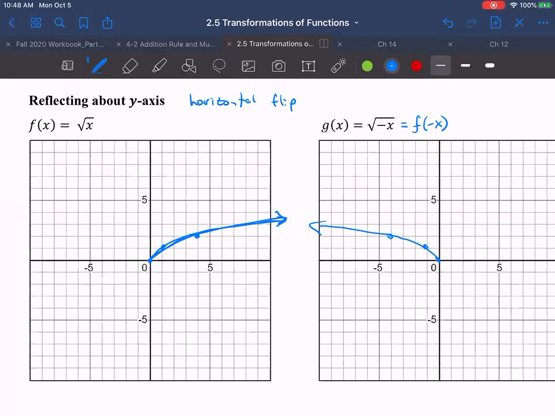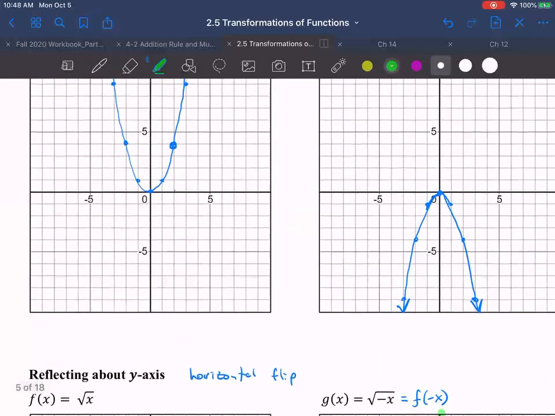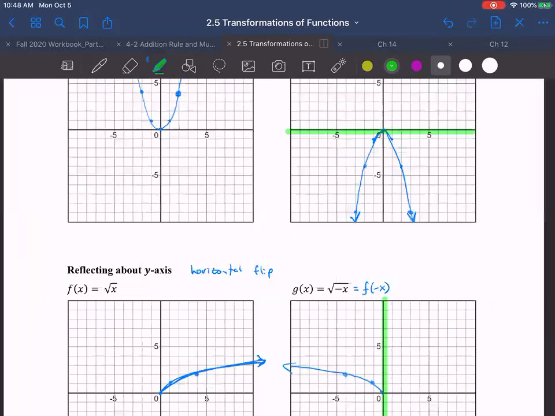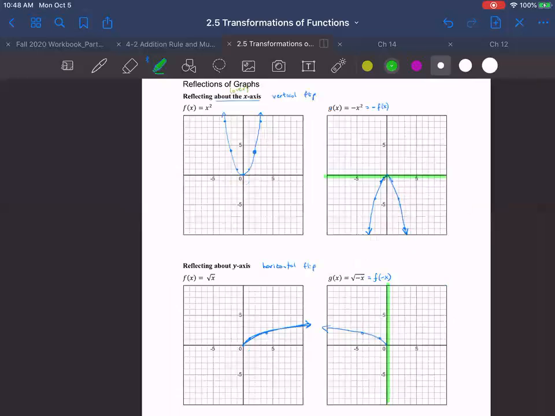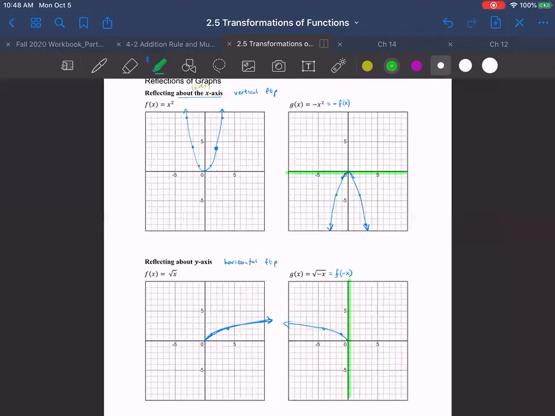So this one was a nice reflection across that y-axis, right? Whereas this one, which was a vertical flip, was a reflection across that x-axis, okay? Like a mirror image for the two of them right there.